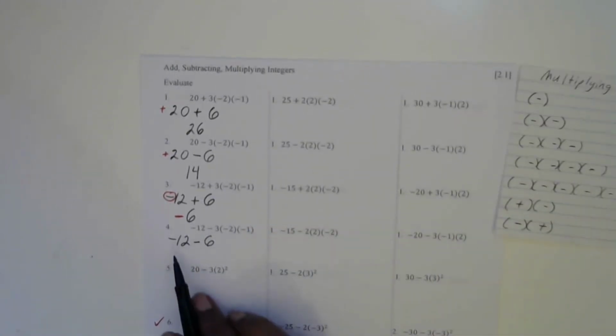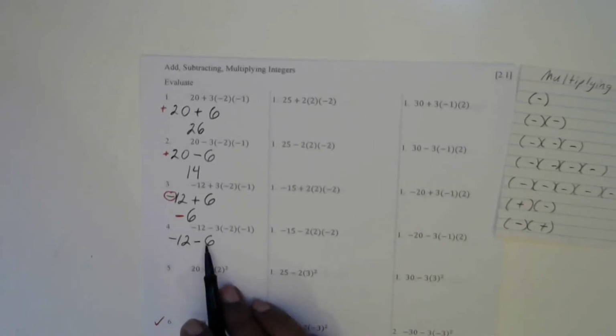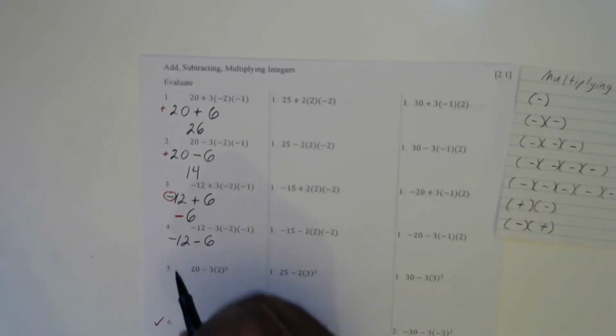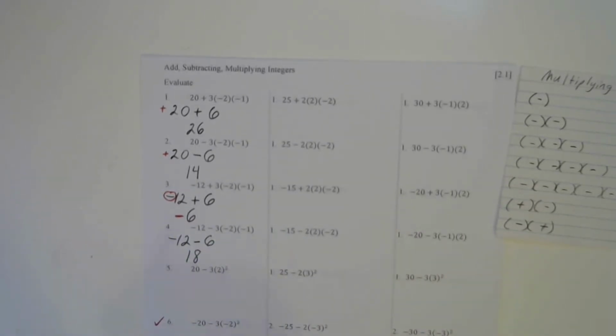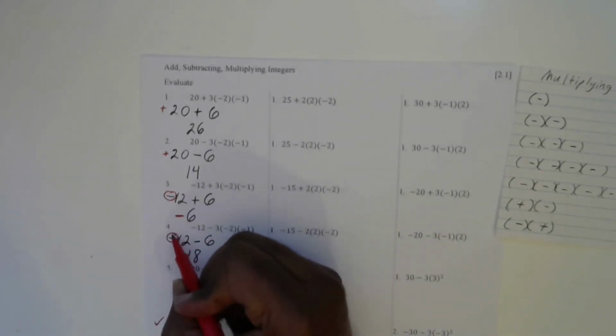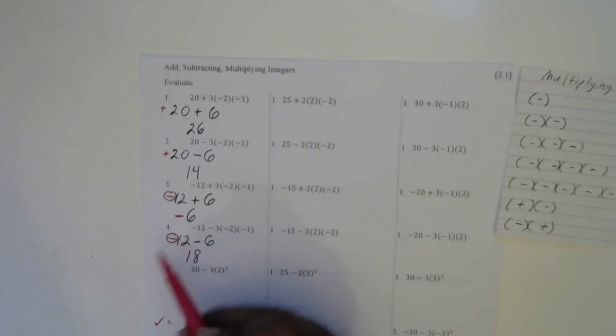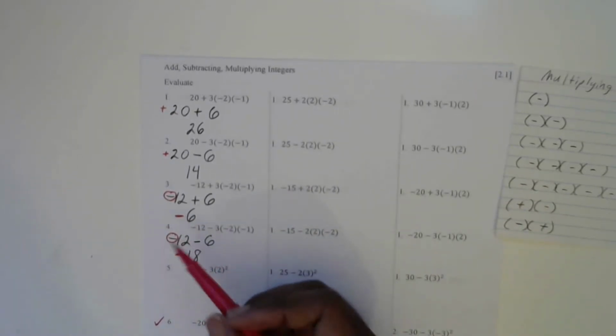Now we have same signs. Same signs, negative 12, negative 6 will add. Same signs add, we'll get 18. And remember, the bigger sign wins. So the 12, its sign will win because 12 is bigger. So this will be a negative 18.